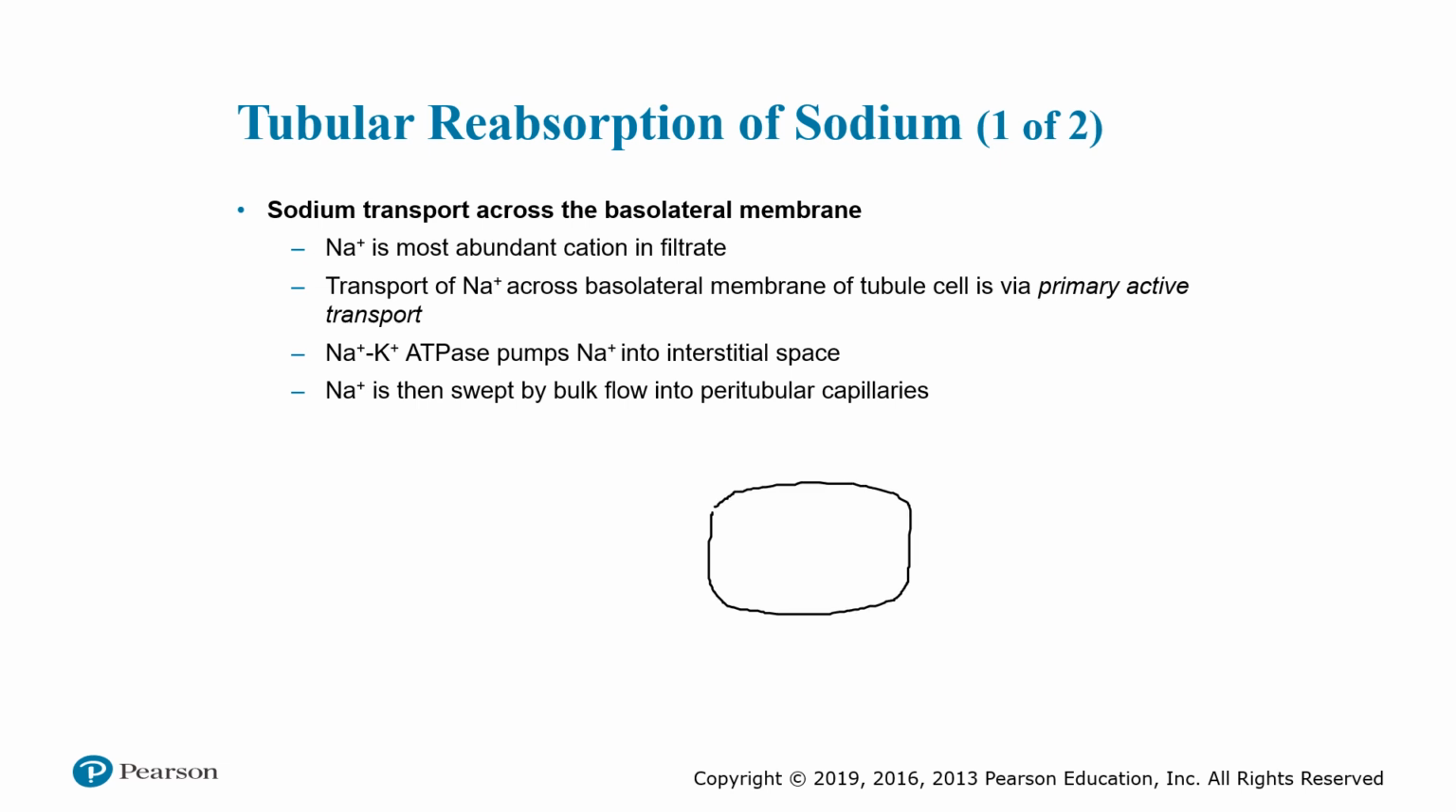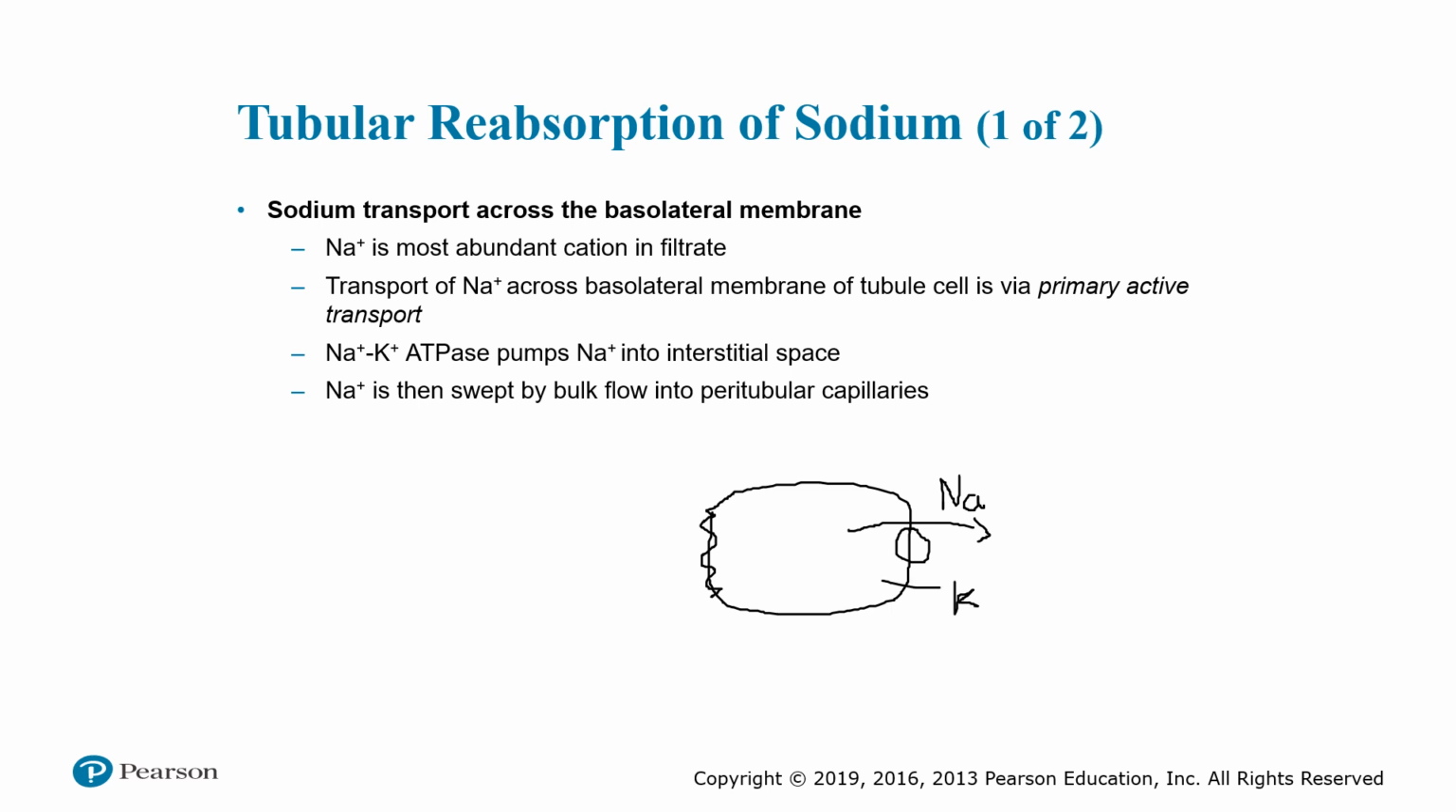So if this is a cell, and this is the apical membrane and this is the basal membrane, this is where the sodium-potassium ATPase pump is present, and it is using energy to move the sodium out of the cell, and in exchange it brings potassium inside the cell. So sodium is moving outside and potassium is moving inside. And what happens to this potassium?